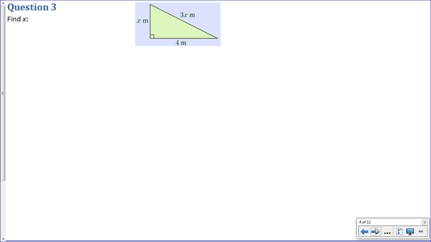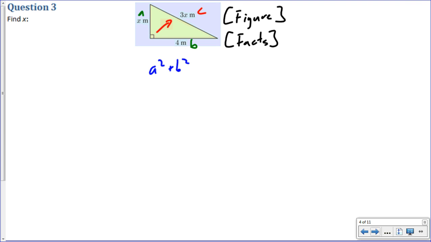Question 3. Again, we've just got a Pythagoras triangle that we need to label. First thing we do, opposite the right angle is C. The two sides there are A and B. So now I've got my figure, and I've got my facts. Next, I'm going to write my formula, A squared plus B squared equals C squared. So I've got our formula.